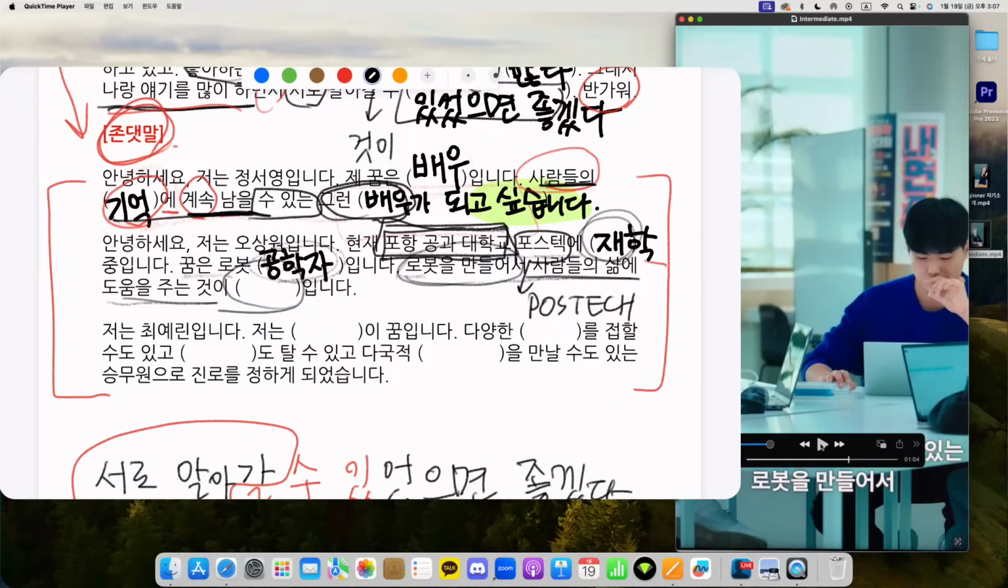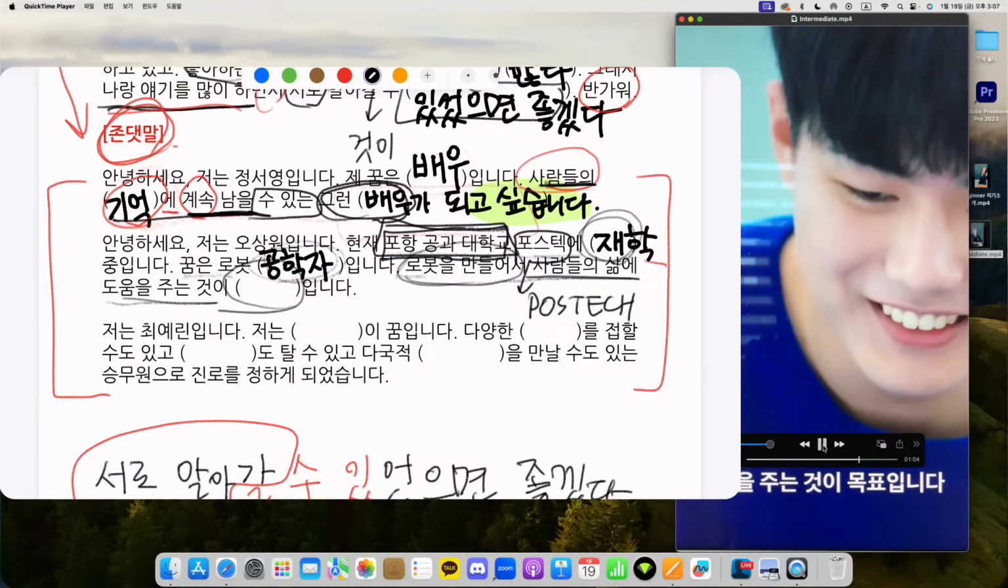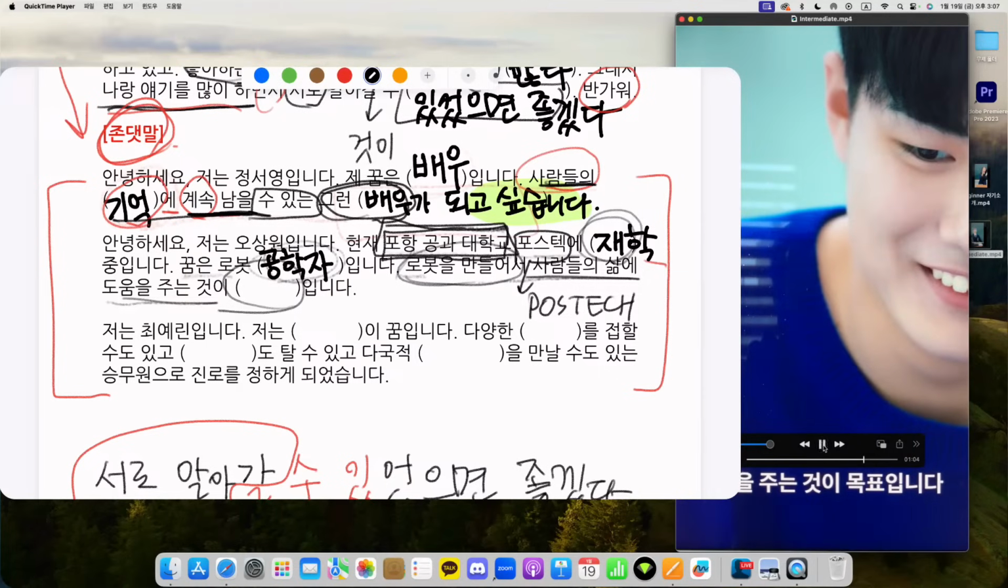그래서 사용할 수 있는 로봇을 만들어서 사람들의 삶에 도움을 주는 것이 목표입니다. 로봇을 만들어서 I make a robot and then 사람들의 삶에 people's life에 도움을 주다, to give help는 것이 this is my 목표입니다.